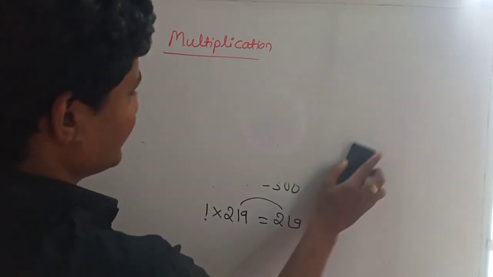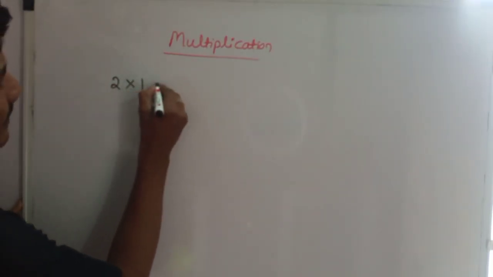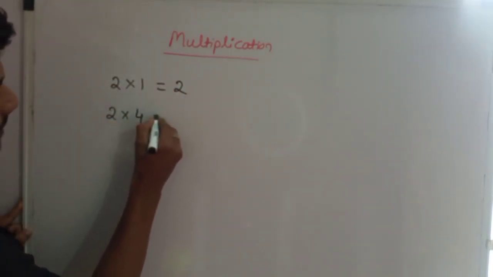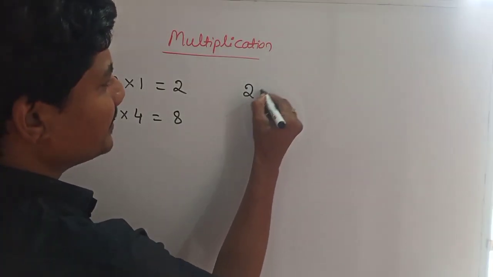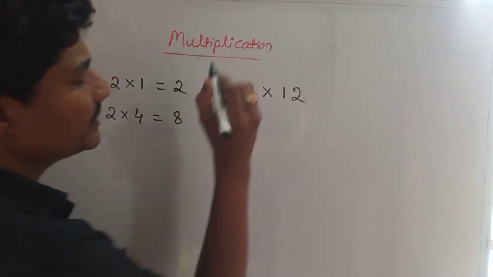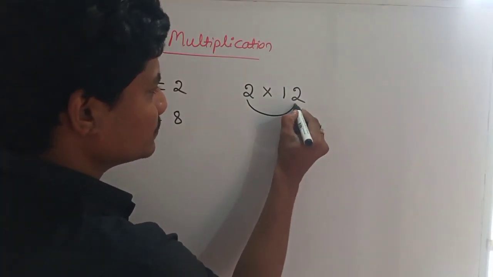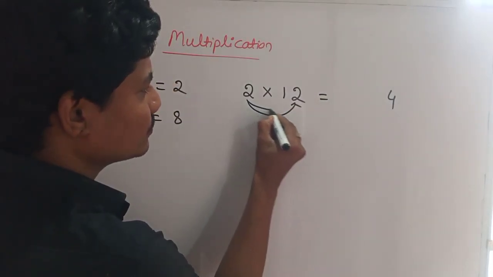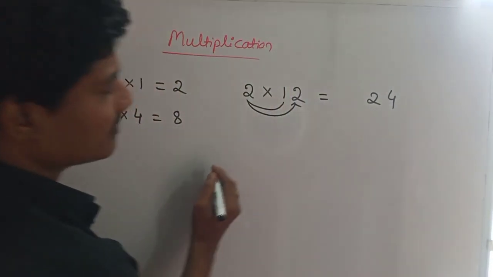So how to multiply the given numbers? 2 into 1, that is 2. 2 into 2 is 4. 2 into 4 is 8. We know that 2 4s are 8. 2 into 12: first you multiply 2 with the unit digit, that is 2 2s are 4. Next 2 with the tens digit, 2 1s are 2. 2 into 12 is 24.